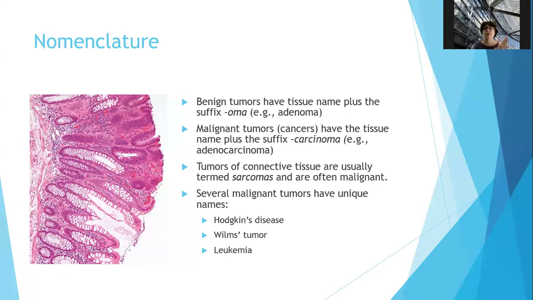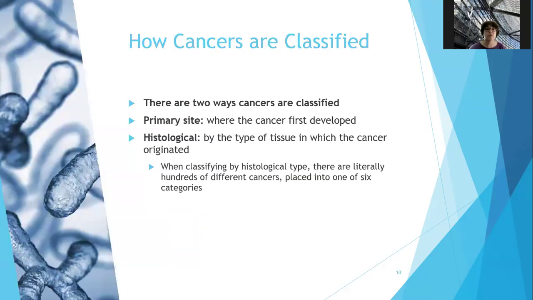So nomenclature: benign tumors have the tissue name plus oma, like adenoma for a gland with a benign tumor. Malignant tumors have the tissue name plus the suffix carcinoma, so adenocarcinoma. Tumors of connective tissue are usually called sarcomas, and they're often malignant. Several malignant tumors have unique names like Hodgkin's disease, Wilms tumor, leukemia. Those are all malignant cancers, and they have unique names.